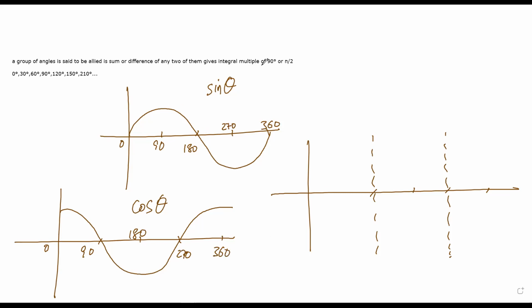Now, how the readings are taken is that this is the maximum value of sine, which is 1. This is the minimum value of sine, which is minus 1. Similarly, for cos, this is the maximum value, which is 1, and this is the minimum value, which is minus 1. Have you understood what I've said? In one of the lectures, I told you that sine can only take values between 1 and minus 1. Similarly, cos can only take values between 1 and minus 1.